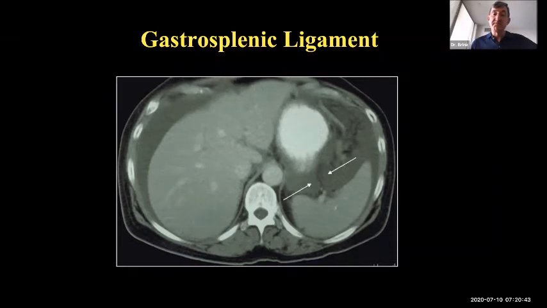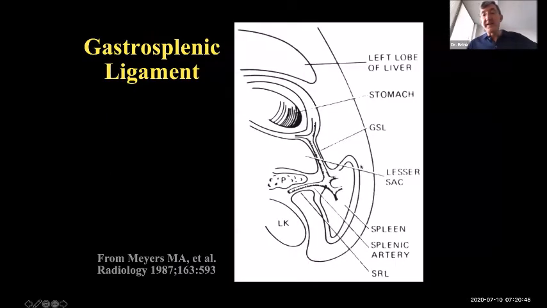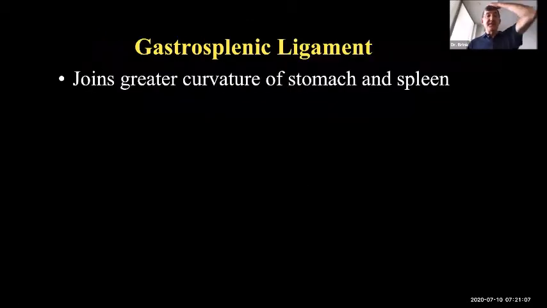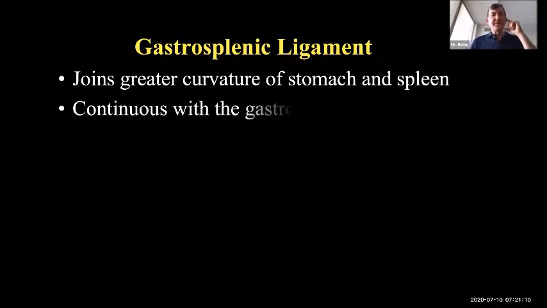And there it is. All right, so diagrammatically, here is the stomach, here is the gastrosplenic ligament connecting the greater curvature at the fundus to the splenic hilum, and it together with the splenorenal ligament forms the left wall of the lesser sac. The splenorenal ligament contains the pancreatic tail, splenic artery, and splenic vein. As we've seen, it joins the greater curvature of the stomach and the spleen, continuous with the gastrocolic ligament medially, and we'll come to that in a few moments.